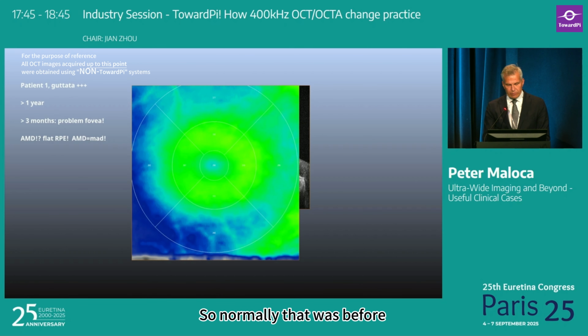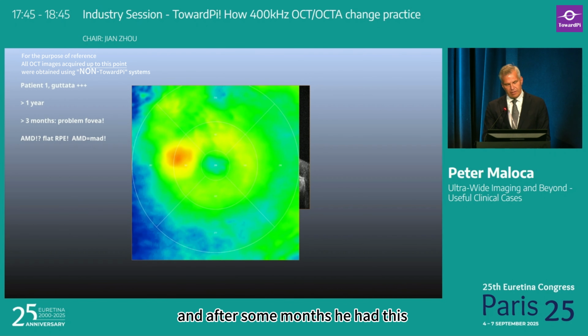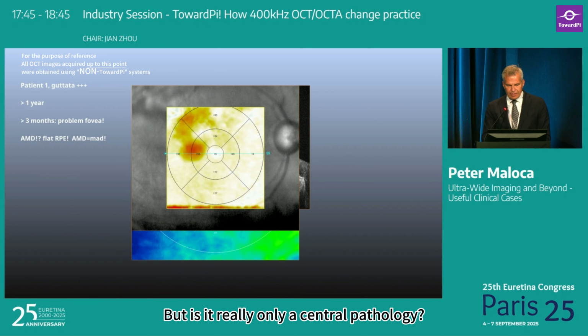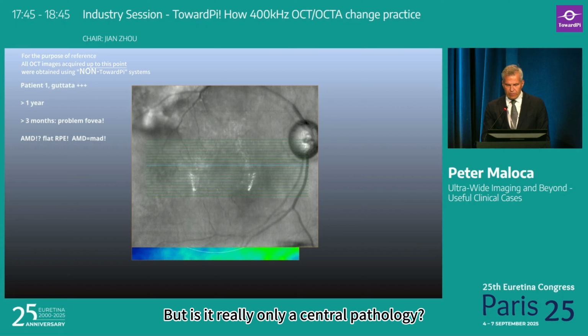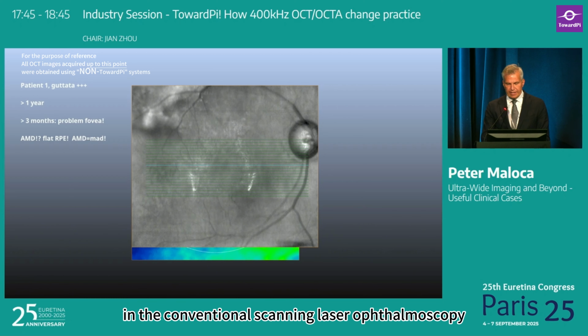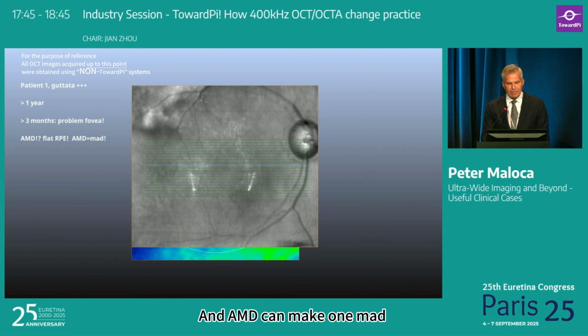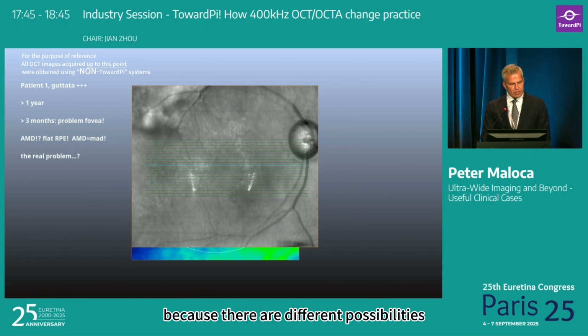Normally that was before, and after some months he had this central edema in the temporal side. Here you see in red and orange the fluid accumulation. But is it really only a central pathology, what you see here in the conventional scanning laser ophthalmoscopy? Maybe to the top left you see the lesion there, and AMD can make one mad because there are different possibilities. What is the real problem in that case then?